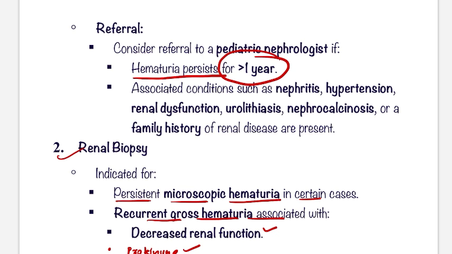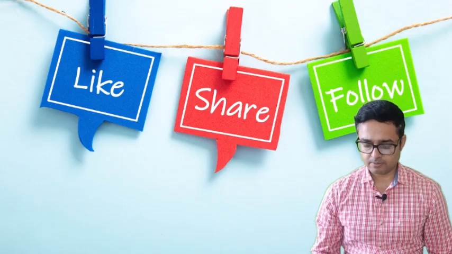So this was a short and sweet topic of approach to hematuria. It is very much important, and just remember the diagnostic algorithm and the classification into glomerular and extraglomerular causes of hematuria in children, causes of red urine in children, along with meconium ileus.